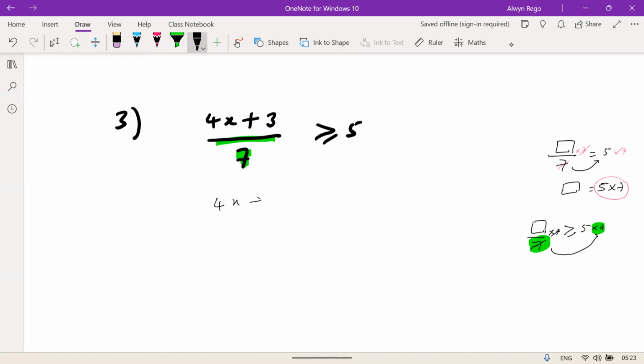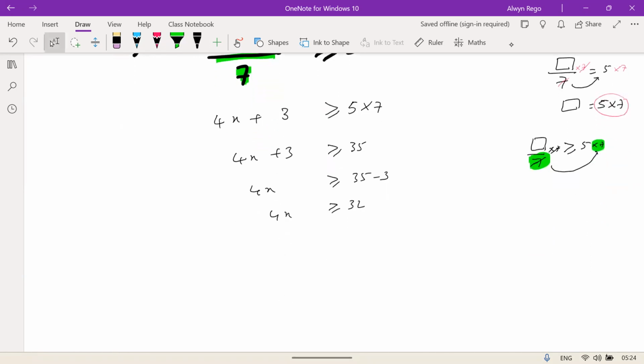So you have 4x plus 3 is more than or equal to 5 times 7. Multiplying both sides by 7, and 7 is a positive number, so inequality remains as it is. So you have 4x plus 3 is more than or equal to 35. Now transposing this 3, so you find that 4x is more than or equal to 35 minus 3. Therefore 4x is more than or equal to 32.